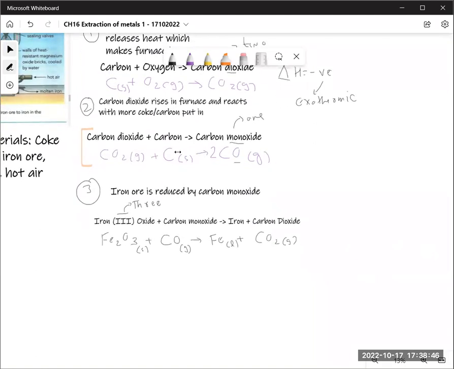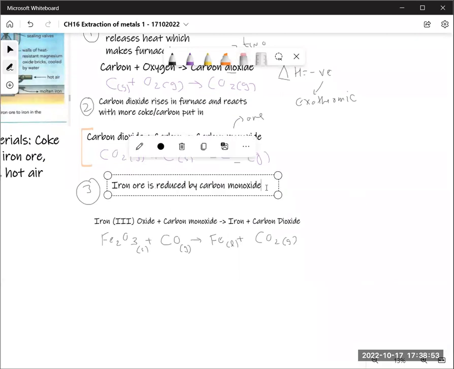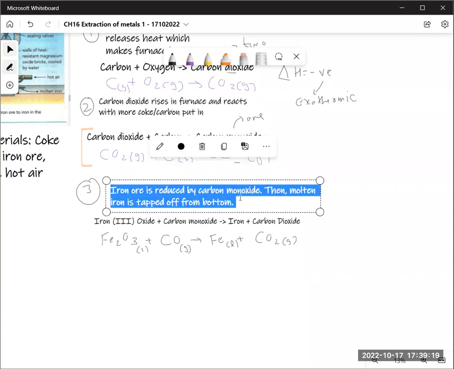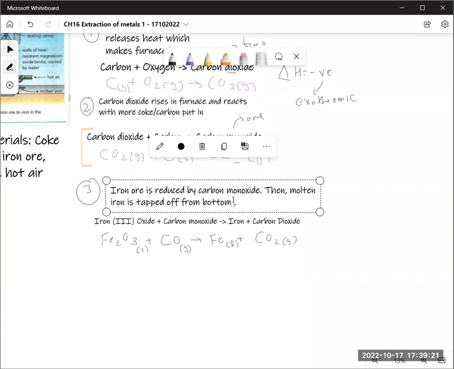Now, after this, iron is reduced by carbon monoxide. We'll put one more line here. What we'll put here is iron is reduced by carbon monoxide. Then molten iron is tapped off from the bottom of the furnace. Now you may realize that we have something here.